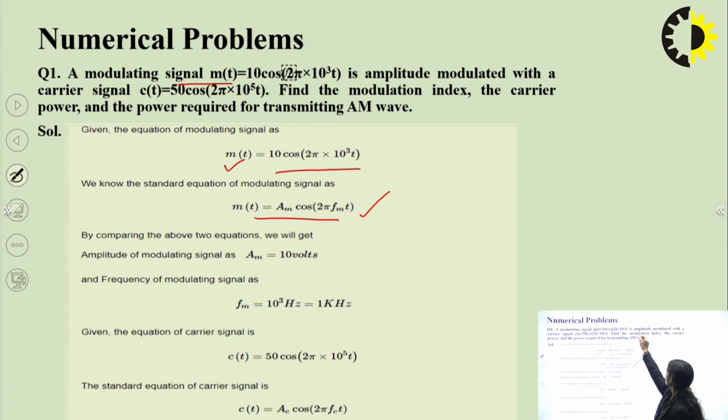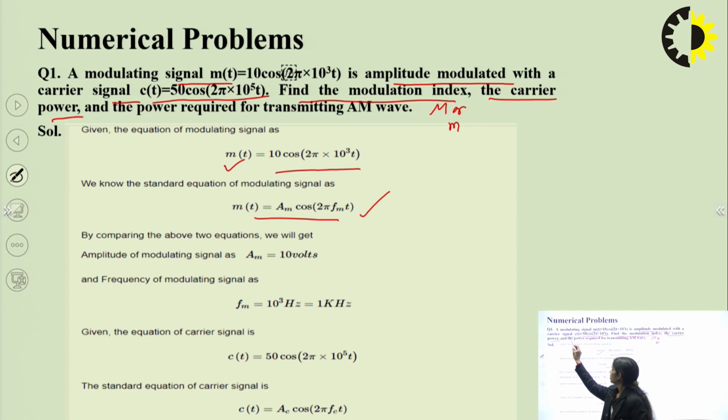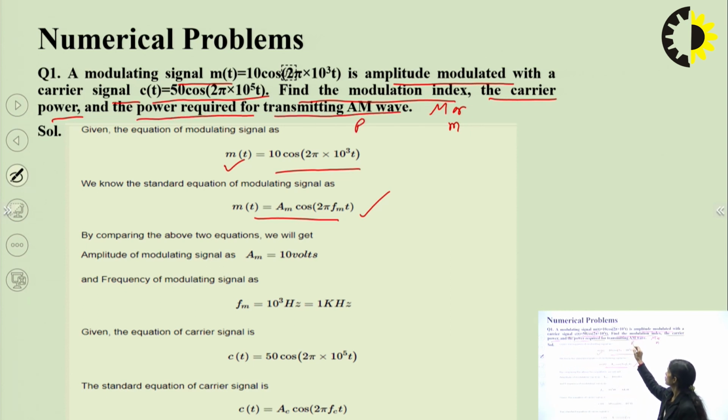After this, it is amplitude modulated with a carrier signal. That means the carrier signal is given as 50 cos 2π × 10^5 t. So in this question, we have to find the modulation index, that is μ, or we can say m. We have to find the carrier power PC. We have to find the power required for transmitting the AM wave. That means we have to find the total power of the amplitude modulated wave.